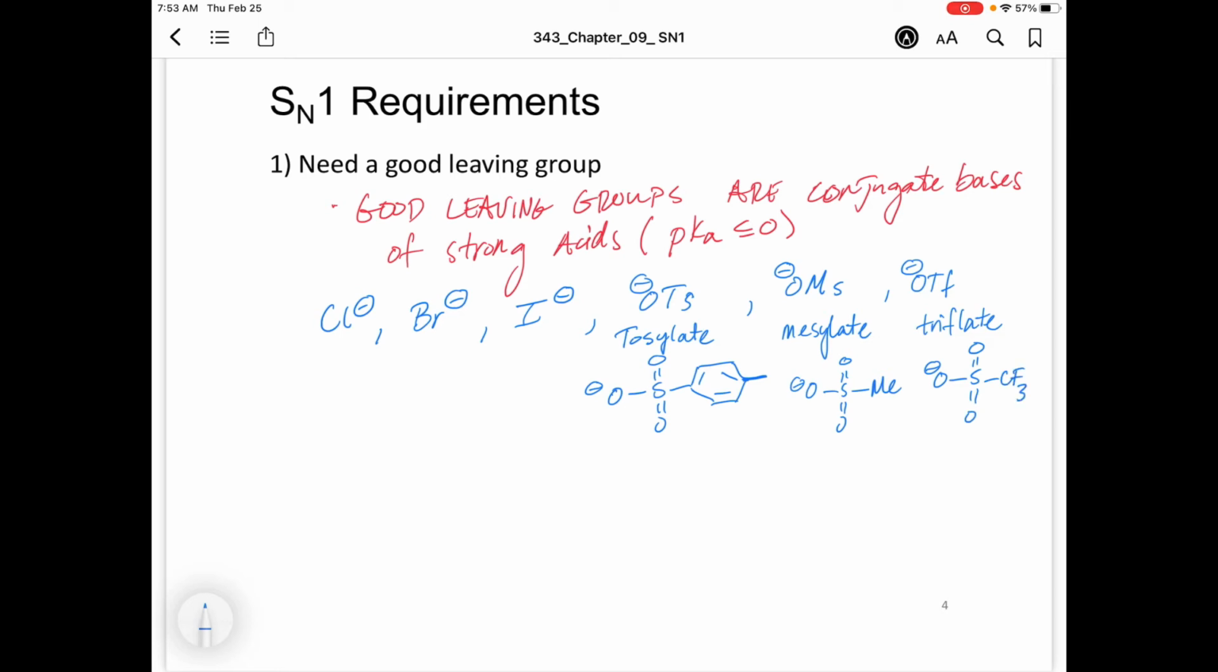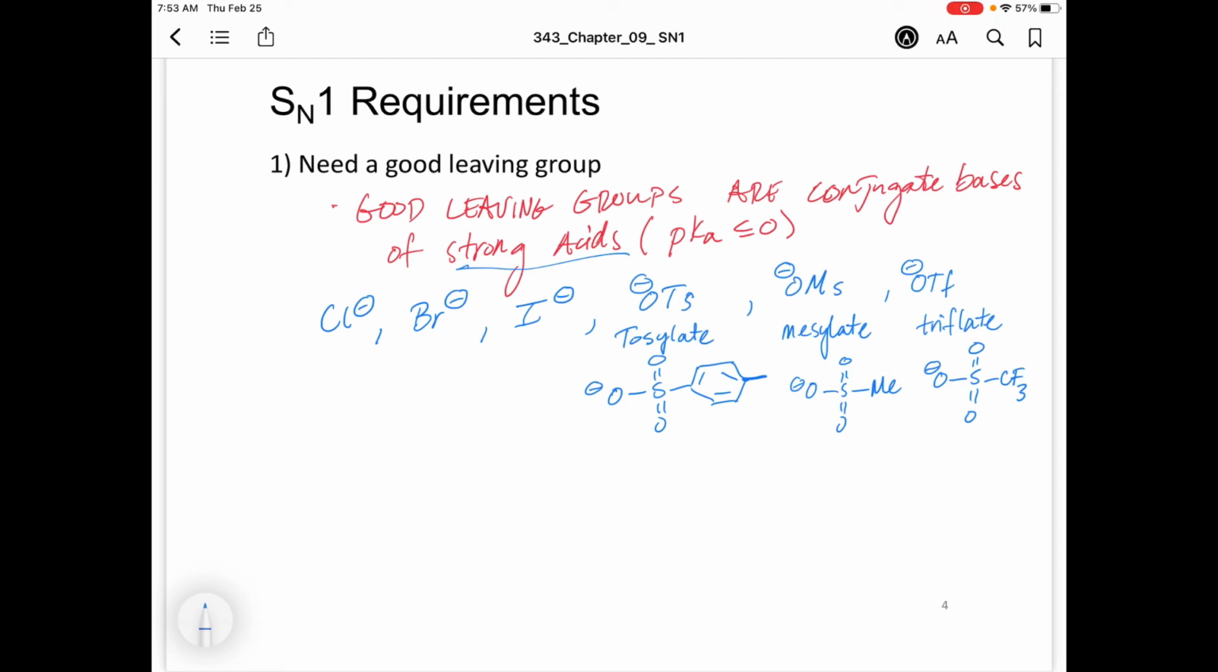These leaving groups are very stable as their anion. Remember that strong acids, when we deprotonate them, their conjugate bases are fairly stable. They like having the negative charge. That's what made them a strong acid in the first place. Strong acids give off protons, and they're pretty happy to do so. So this is where our pKa and acidity comes back in.